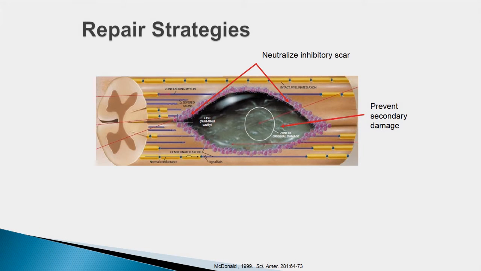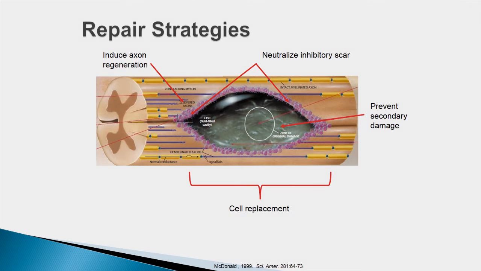Another thing that we need to do is try to neutralize the inhibitory scar tissue that ends up developing around the lesion site, which prevents regeneration from occurring. That's a separate repair strategy. A third repair strategy is actually inducing regeneration of axons that have been severed or damaged. And you can see some of those in damaged axons here.